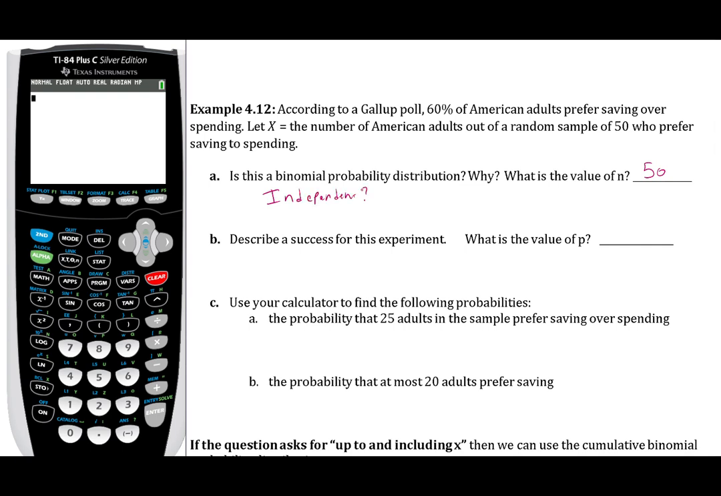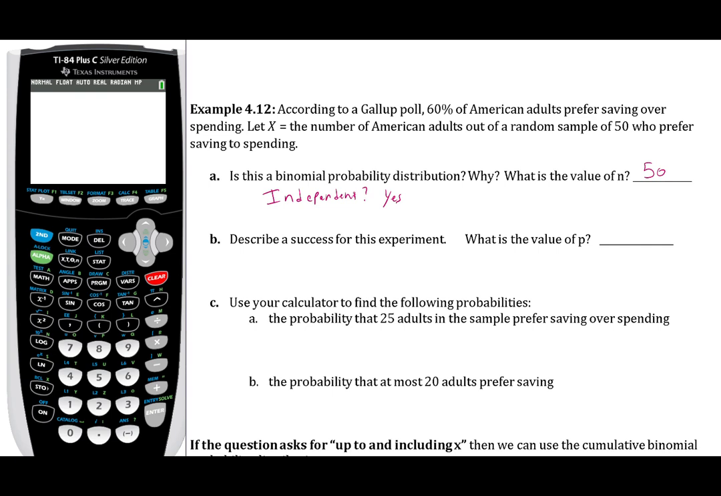Are the trials independent? Yes. The fact that person A prefers to spend does not affect whether or not person B prefers to spend or save. And are there only two outcomes? Yes, either the person spends or does not spend, or saves or does not save.